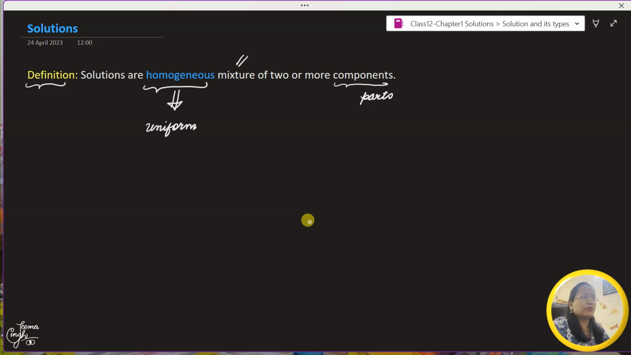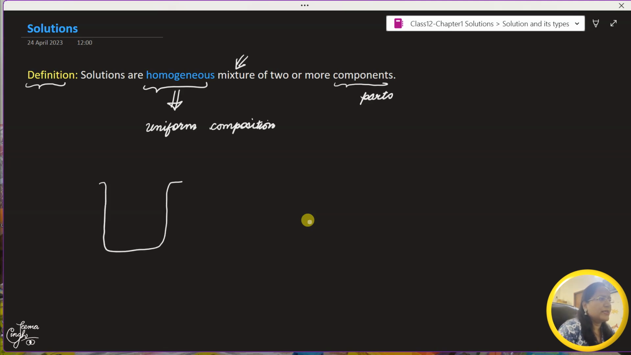Now, you know what a mixture is. If you have two or more components that are mixed together, we call that a mixture, right? That mixture should be homogeneous. It should have uniform composition and properties. What does that mean? Again, let us take the same example.